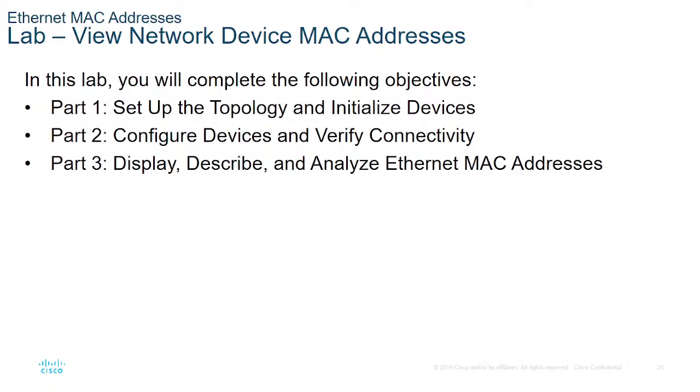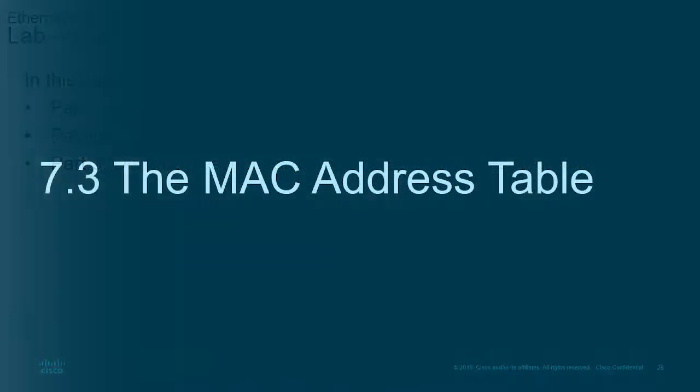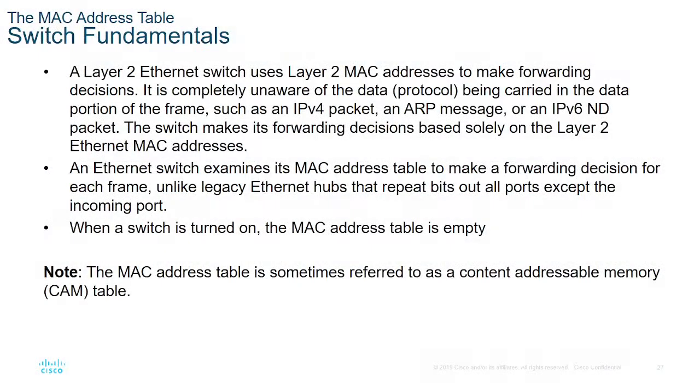So we continue. I am going to set up a small topology, and then we'll look at how to view the MAC addresses, how you configure devices and verify connectivity, and so on. Now, a layer 2 switch is a device that interconnects devices together, and it will use a media access control address, or MAC address, to make the forwarding decisions. Normally, the switch will be completely unaware of the data protocol being used in the data portion of the frame, such as the IP version 4 packet, an ARP, or an IP version 6 neighbor discovery packet.